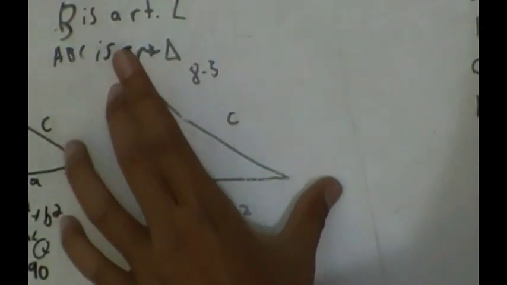So C, if it gets bigger, then Q compensates and also becomes bigger, so it becomes an obtuse triangle.